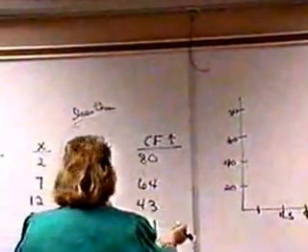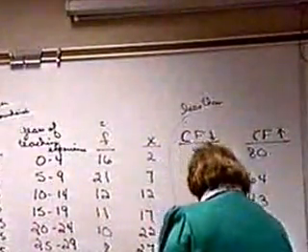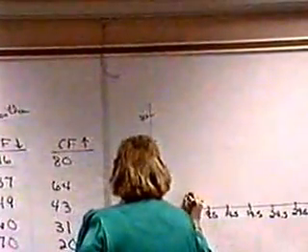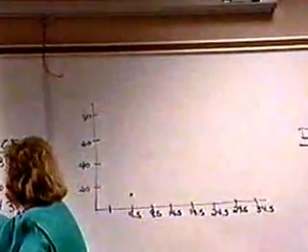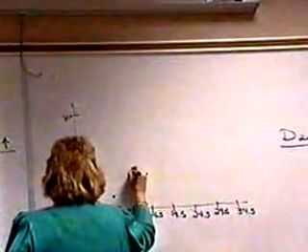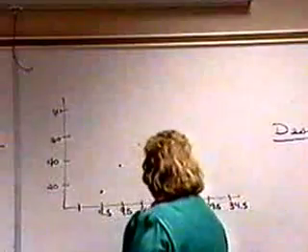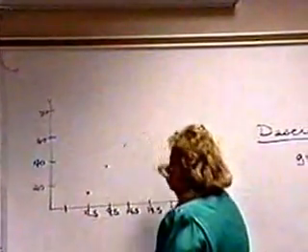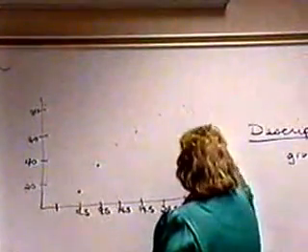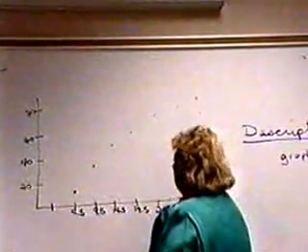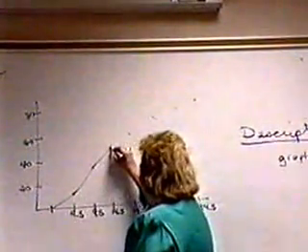The first one, the 4.5 on the boundary, goes with 16. So 4.5, 16. The 9.5, 37. Next one is 49. This time we'll start over here at the bottom and we connect the dots.